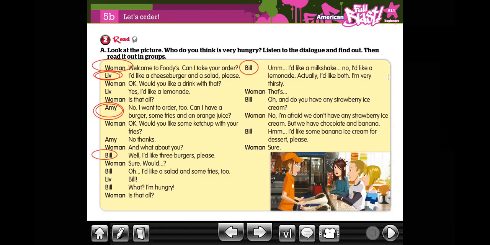I'd like a burger, some fries, and orange juice. Okay, would you like some ketchup with your fries? No, thanks. And what about you? Well, I'd like 3 burgers, please. Sure. Oh, I'd like a salad and some fries, too. What? I am hungry. I'd like a milkshake. No, I'd like a lemonade, actually. I am very thirsty.